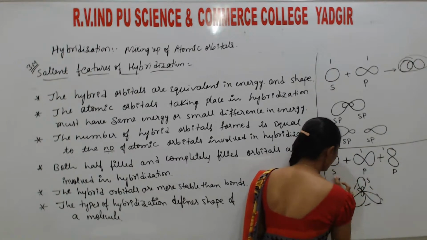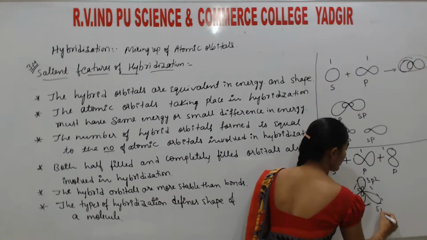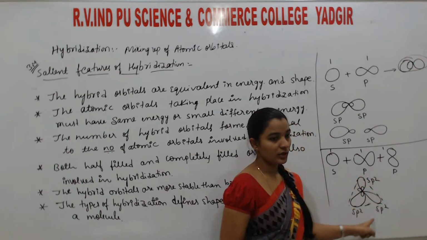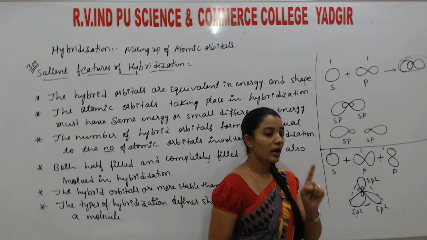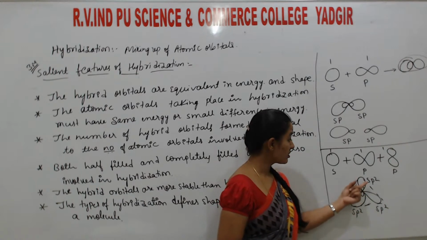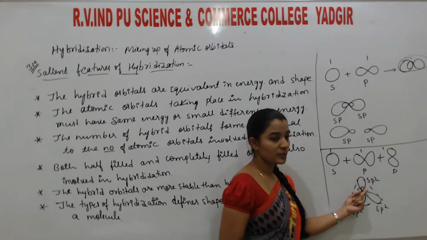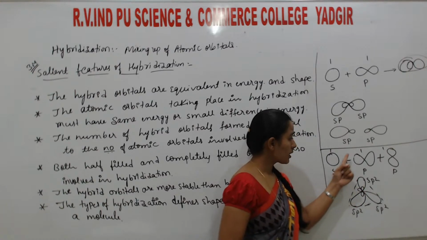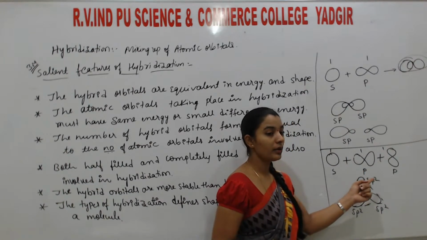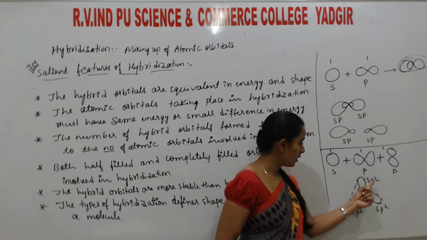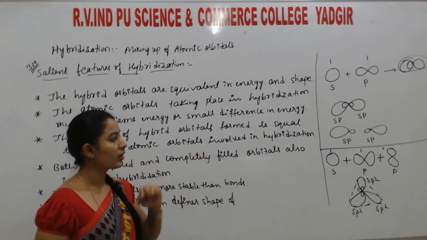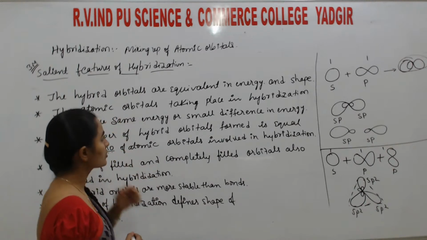This is s1, p2. That is an sp2 hybrid orbital. This is also sp2, and this is also sp2. The three orbitals formed here are sp2 hybrid orbitals. Are you getting? At the same time, the shape is a triangle, and the shape of the individual orbitals is also the same. sp2: one s orbital combines with two p orbitals to form three sp2 hybrid orbitals. 1 plus 1 plus 1 is 3. Here 1, 2, 3. It means the number of hybrid orbitals formed is equal to the number of atomic orbitals involved. So the first and the third postulate are satisfied.